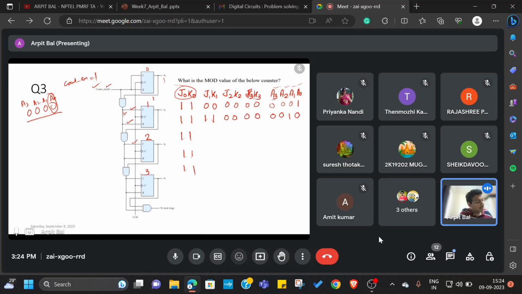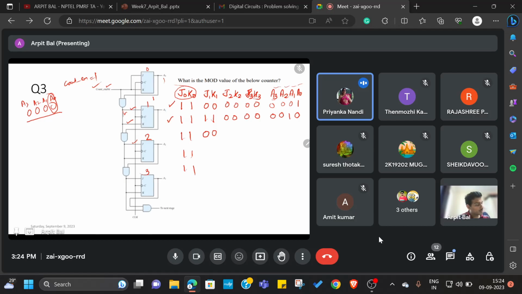Just look at the pattern that we followed for the first clock and second clock. So what is going to be? It will be 1 1 again. J1 K1 will be 1 1. Oh no. As A0 is 0, it will be 0. Sorry, so this will be 0.